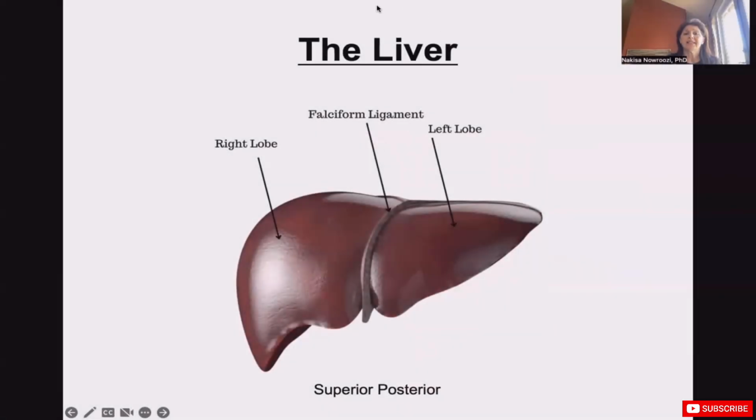We're looking at the liver. This is the supporting organ to the digestive system. This is the superior posterior view. You have the left lobe, which is smaller because of the location of the heart, and the right lobe, and they are divided from each other through this falciform ligament.